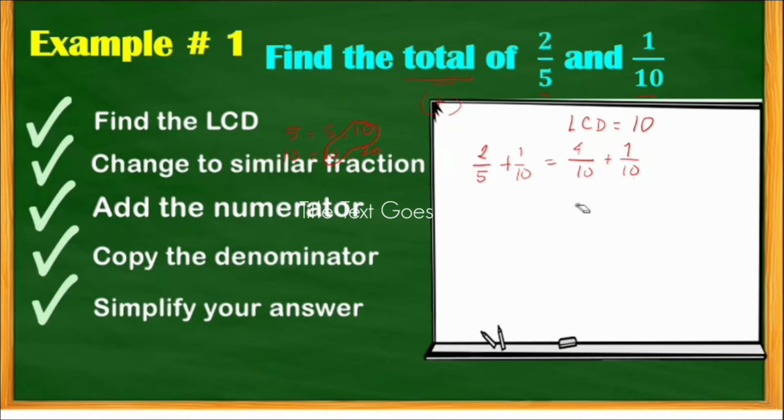Let's erase this solution. The two fractions now are similar, so follow the steps. We copy the denominator and add the numerator. 4 plus 1, the answer is 5. Then lowest term your answer: the common factor between 5 and 10 is 5. 5 divided by 5 is 1, and 10 divided by 5, the answer is 2. So the final answer now is 1/2.